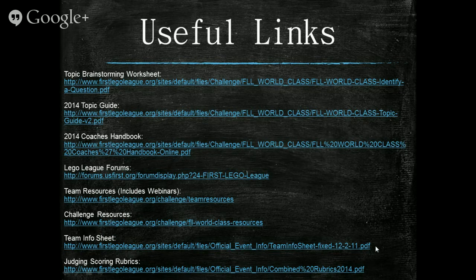This is something that I think is worth looking at. It's called a team information sheet. It has areas for you to talk about your team, what you did with the project, what you did with your robot design, just lots of different things. You may want to consider taking a look at this and printing out copies for each of your judging sessions.